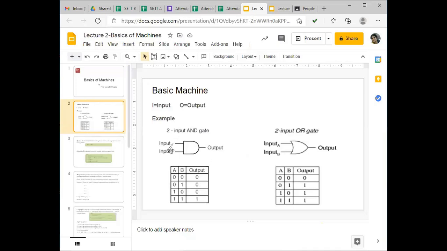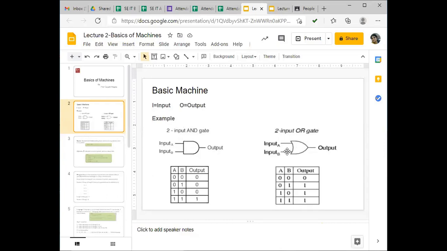How does this work? It takes the input and goes through the lookup table. It says, okay, 0, 0, so output should be 0. If you give 0, 1, it goes to the lookup table and checks the output for 0, 1, which is 0, so give 0. So there is no processing in a basic machine. We just have a table: 0, 0 gives 0; 0, 1 gives 0; 1, 0 gives 0; 1, 1 gives 1. This is how the AND gate is designed.